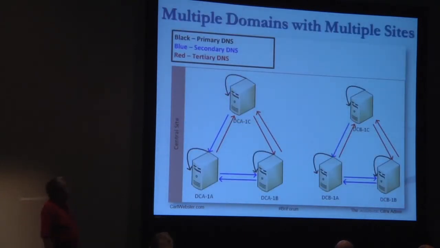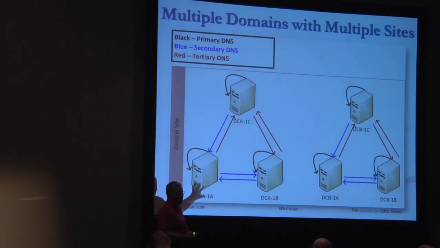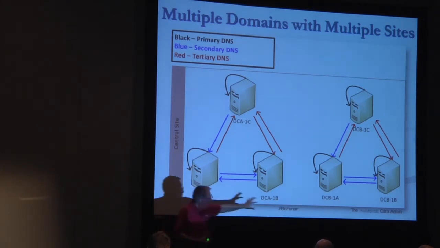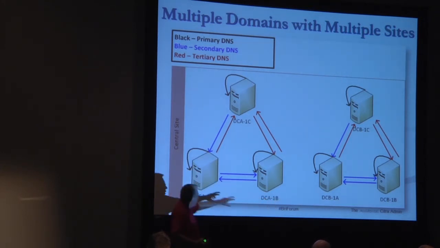All right, multiple domains with multiple sites. Now we're going to make some assumptions. For this AD forest, we're going to assume that domain A is the first domain, so it's the root forest domain, and domain B was the second domain. I'm going to assume that DCA-1A is the root forest domain controller. It was the first one brought in, and it's the root forest PDC emulator.